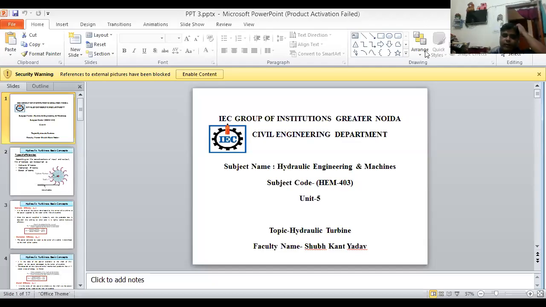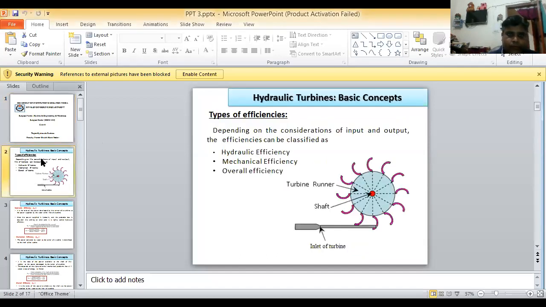Now to discuss hydraulic turbines. First one, types of efficiency. Depending on the considerations of input and output, the efficiency can be classified as hydraulic efficiency, mechanical efficiency, and overall efficiency. This diagram shows the turbine runner, shaft, and inlet of the turbine.